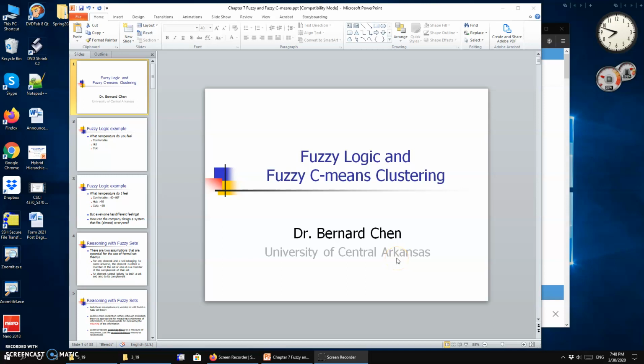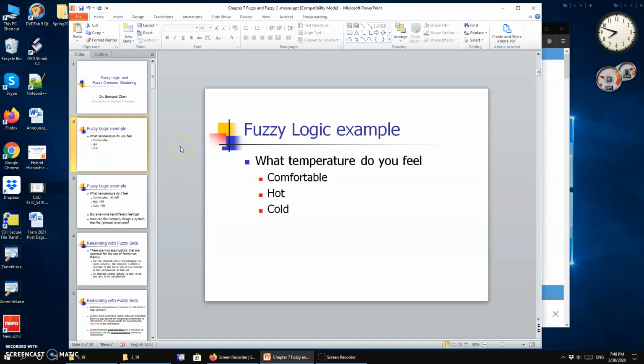Hey guys, for this class, I want to talk about fuzzy logic and fuzzy sequence clustering with you guys. So what is fuzzy logic? The name is pretty interesting. So here comes an example, a fuzzy logic example.